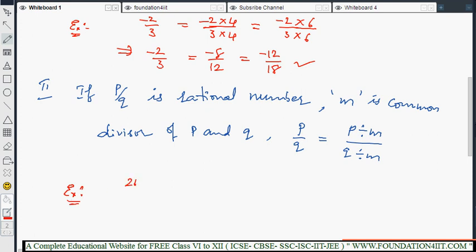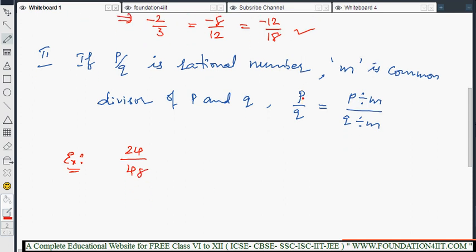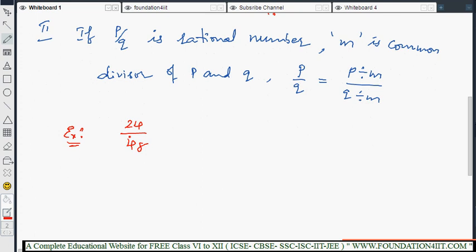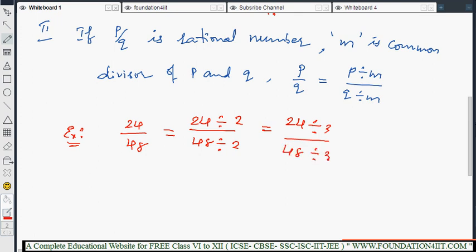Okay, let us take 24 by 48. Both are even numbers, so we can do division. This is equal to the same number, so we should divide both, right? 24 by 48. Now 2 is a divisor of both 24 and 48. Not only 2, we can also divide by 3: 24 divided by 3 by 48 divided by 3.